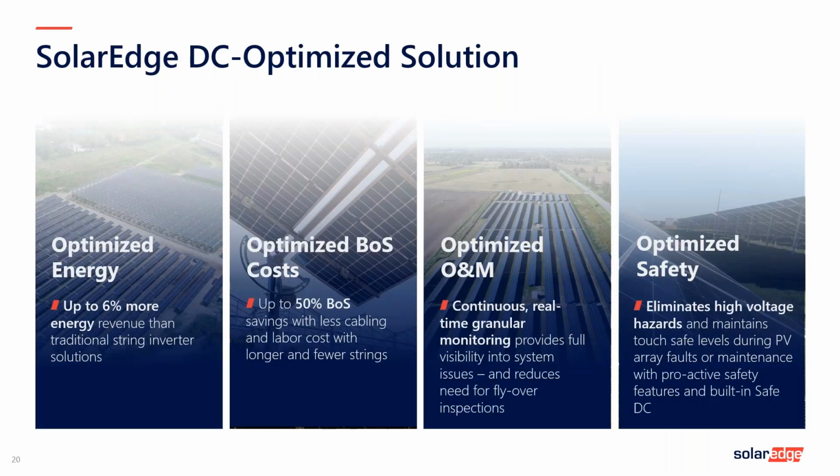I'd like to talk about the 4 key benefits of our products. The first one is optimized energy. Because we eliminate mismatch on systems, we usually tend to see around 6% more energy than traditional string inverters. Due to our longer string lengths and additional savings on BOS, we typically see in our projects anywhere between 50 to 60% more BOS cost savings.